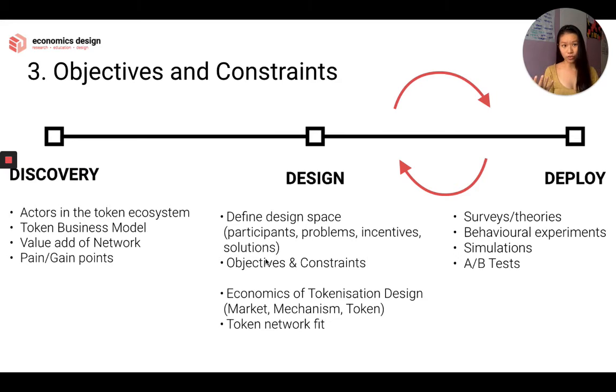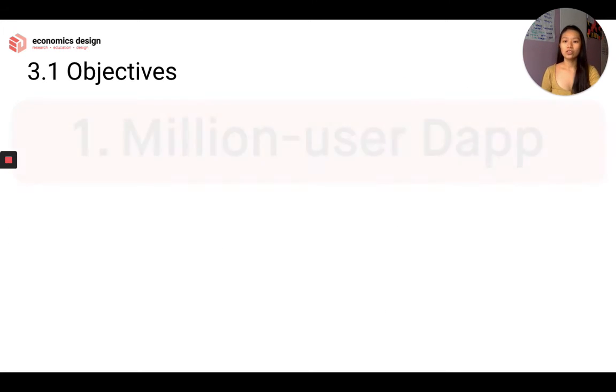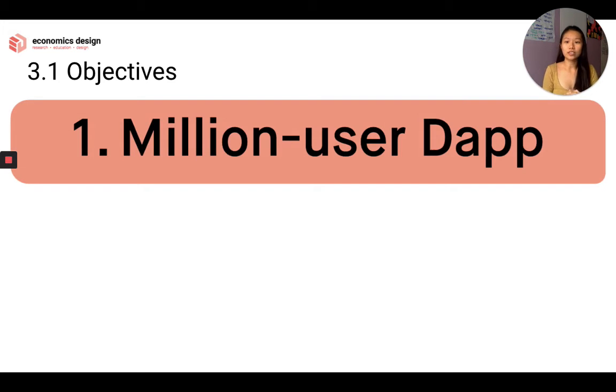What is the objective of Loom Network and what are the constraints that they are talking about? Then from there we can understand why their market is designed in this way. So there are so many objectives. As I mentioned, there are so many objectives in the world. You can rank them from 1, which is the most important, all the way to 1 million, which is the least important.